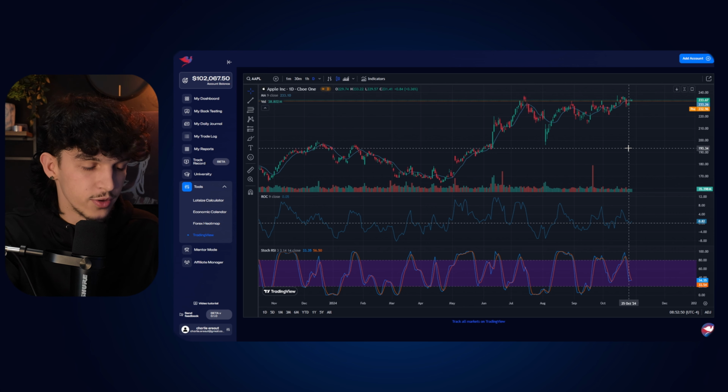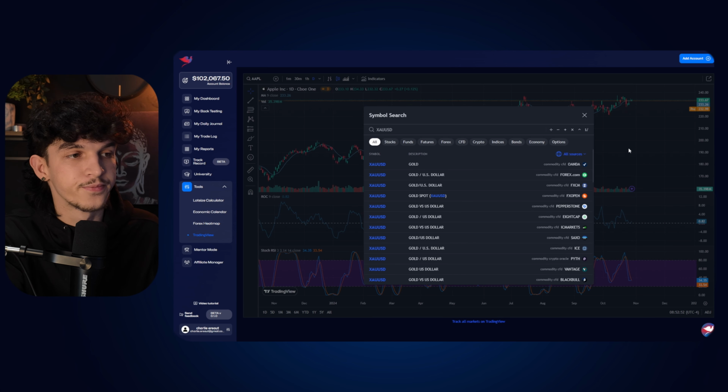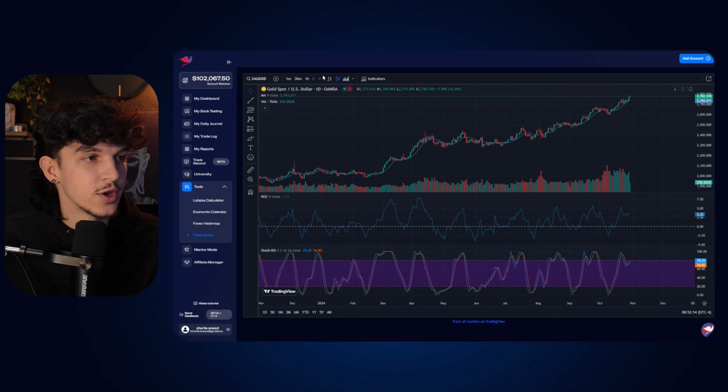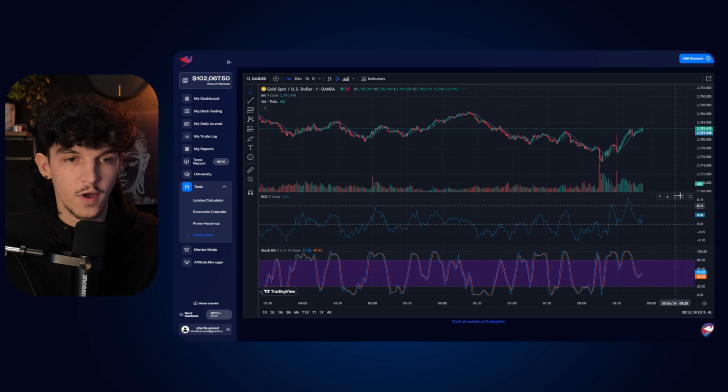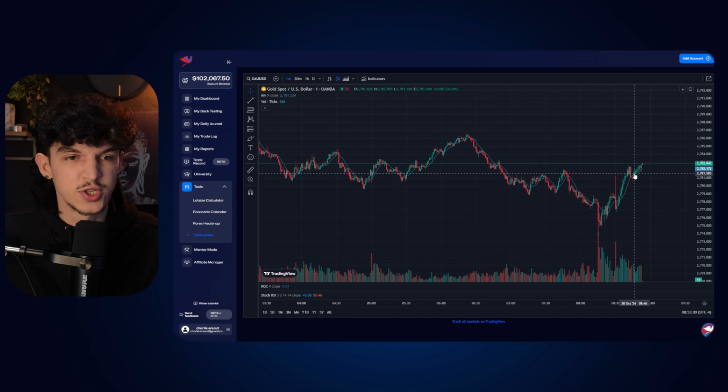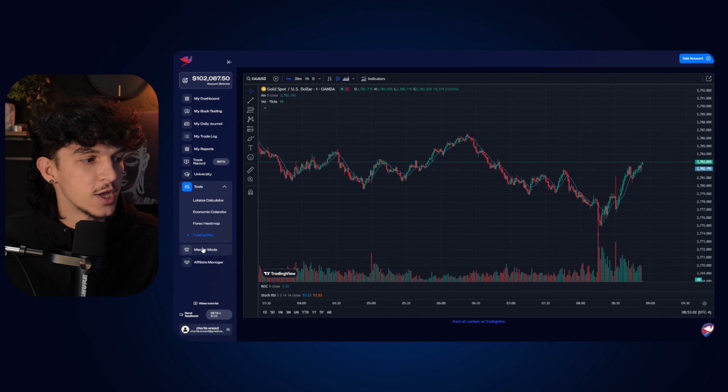For example, I'm maybe working on my trading journey, and I want to quickly look at gold because I'm currently in a gold trade. And I look at that and I'm like, okay, cool, that's fine. You can get rid of all these indicators and you can just use it as a normal TradingView chart.